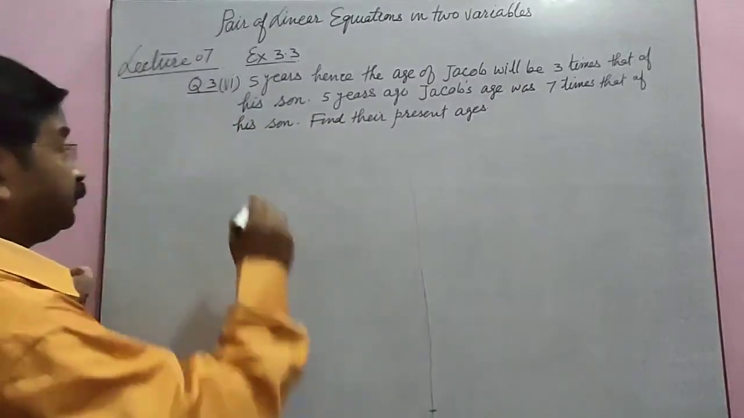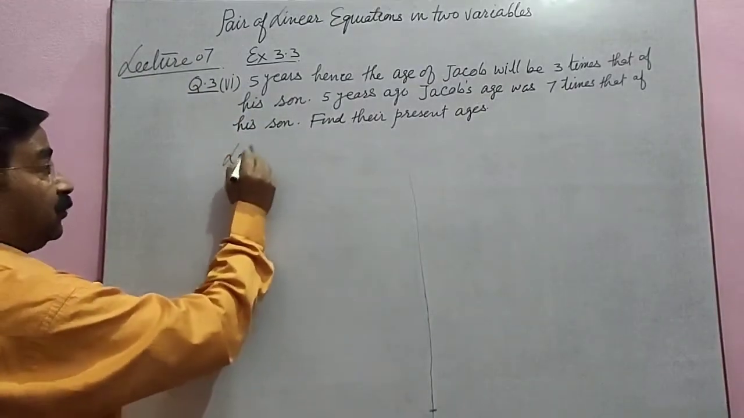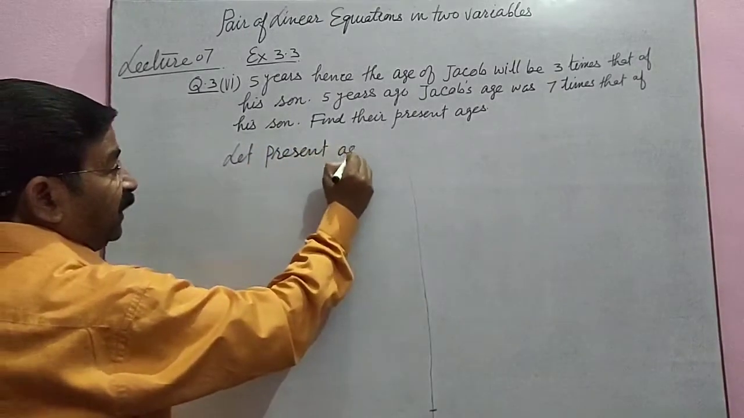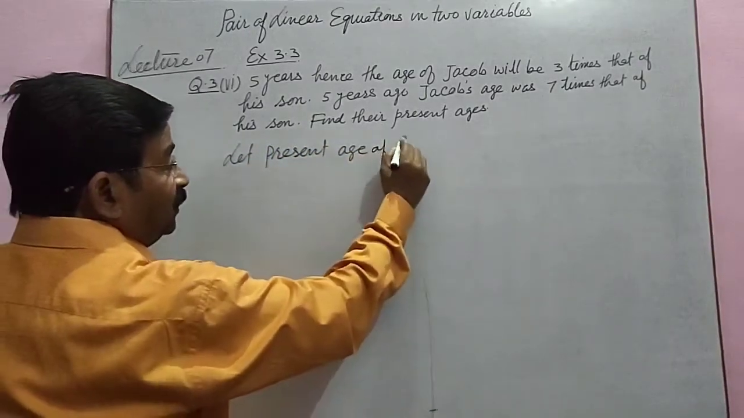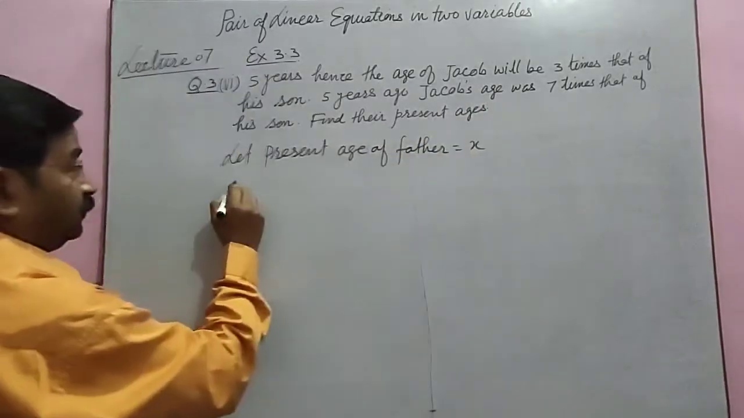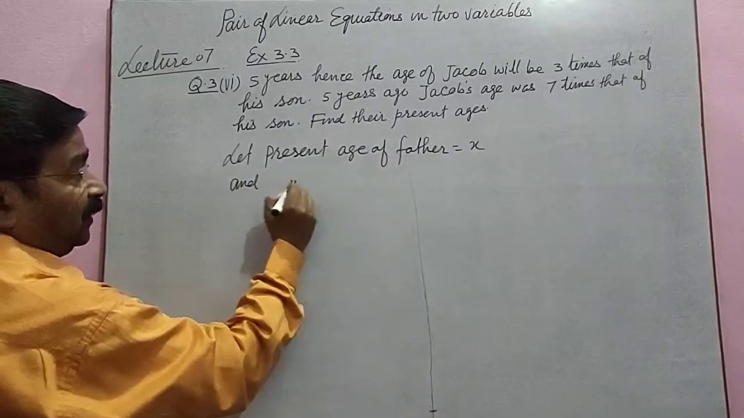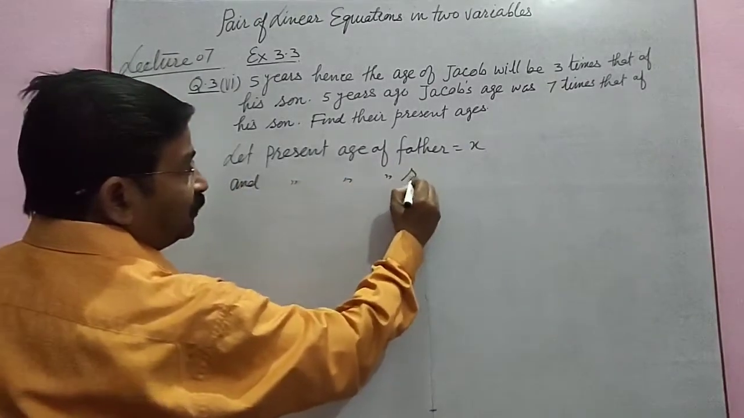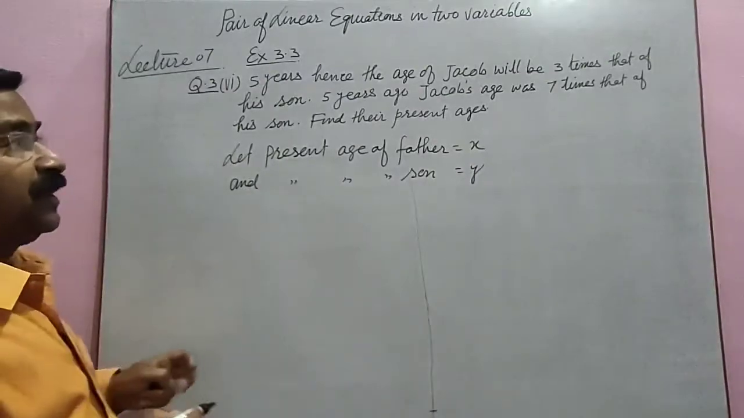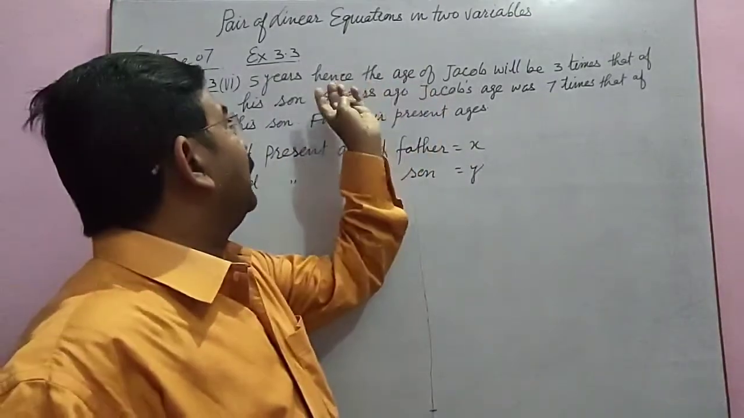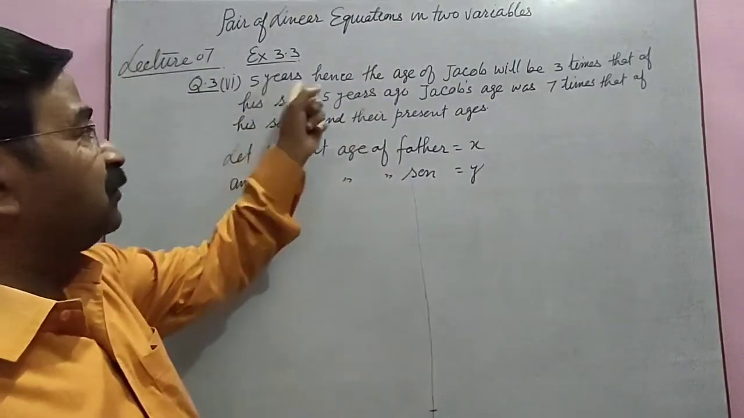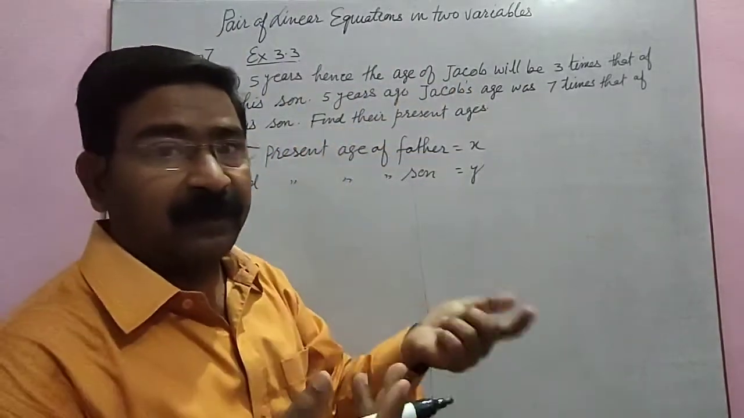Now let's see. Let present age of father be x and present age of son be y. Now we have 2 cases, 5 years ago and 5 years hence. First situation, 5 years hence means after 5 years.